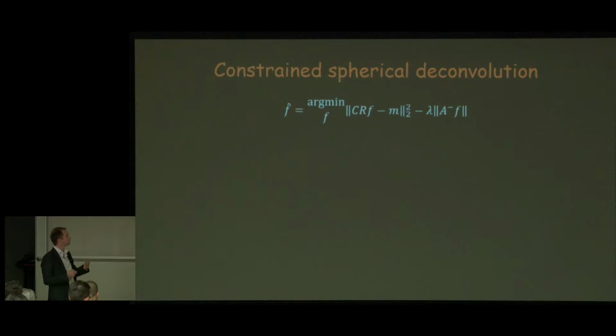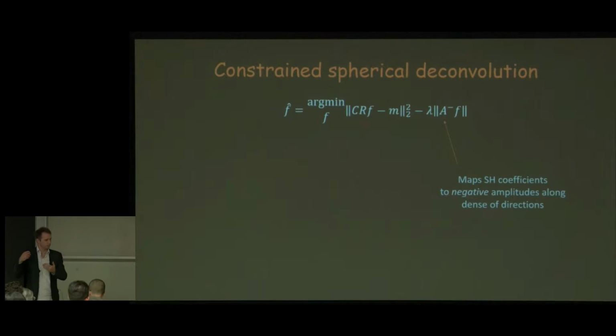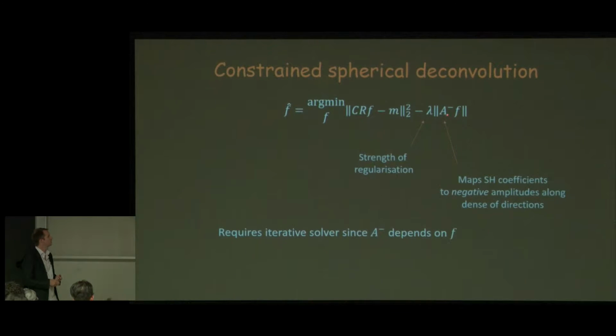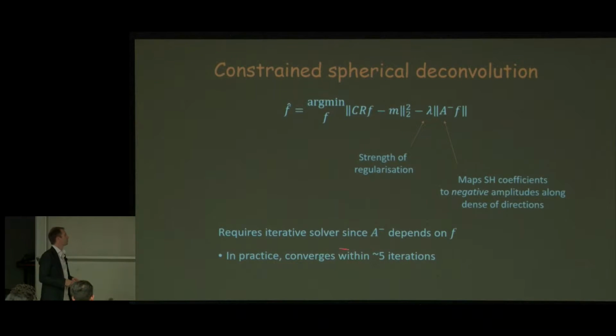So how do we do that? The way it's done currently is that we add this regularization term to the previous equation, which basically maps the SH coefficients of the fiber orientation distribution to those amplitudes where the distribution is negative. And then we have a strength, it's a regularizer, so that controls the strength of that regularization. And then we minimize that whole lot. The problem here is that this matrix will depend on the fiber orientation distribution, because that just maps those bits that are negative. So we iterate, and in practice we do that very, very quickly.